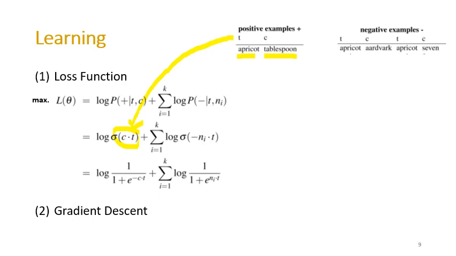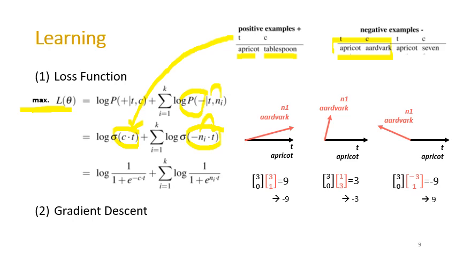Now, what about the negative example? Here we can see that to maximize this loss function, we would like to have a high probability of the model saying that no, this word is not the context word of the target word. How can we do that? Saying that N is not the context word of T. Well, here it says that you can just take the dot product again, but put the minus in front of it. Let's see how it works with the example of apricot and aardvark.